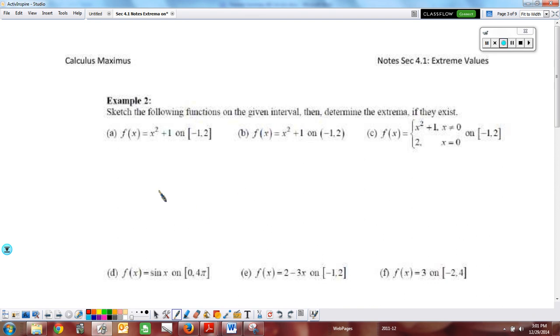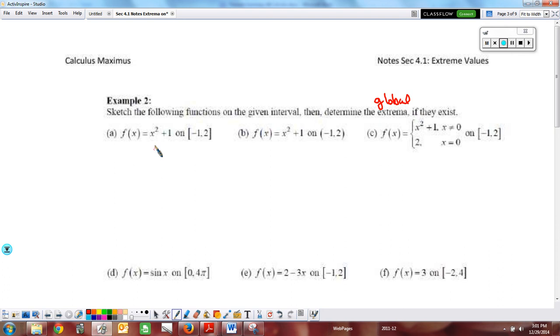So first thing we're going to do is for each of these we want to sketch them and then determine the extrema if they exist. And by extrema, we're talking about global extrema.